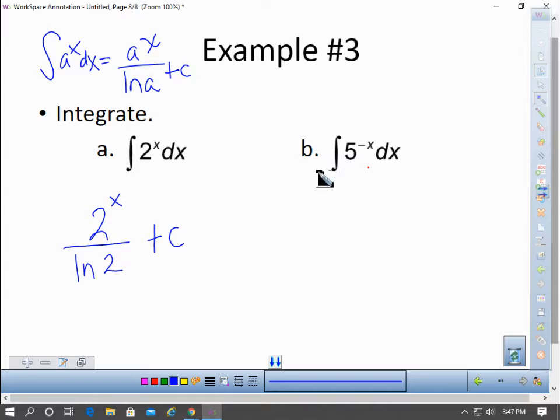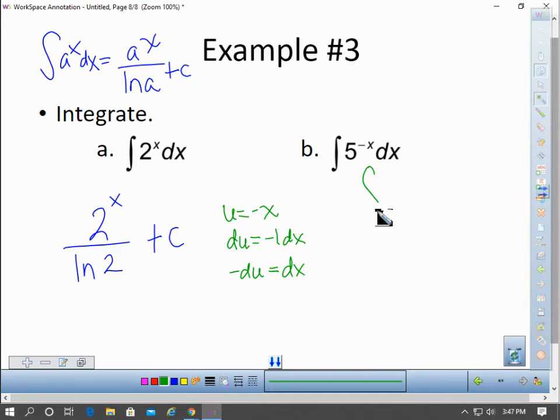So there's our answer. Now this one might need a u substitution because it's not 5 to the x, it's 5 to the negative x. So I might just do a u substitution. So u equals my negative x, my exponent. So du is going to equal negative 1 dx because I just took the derivative. So dx equals a negative du.